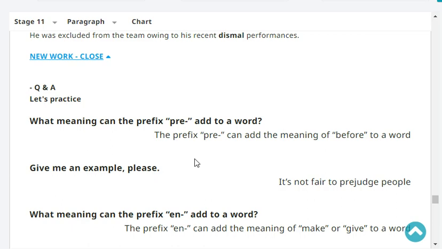What meaning can the prefix pre add to a word? The prefix pre can add the meaning of before to a word. Give me an example, please. It's not fair to prejudge people. Very good.